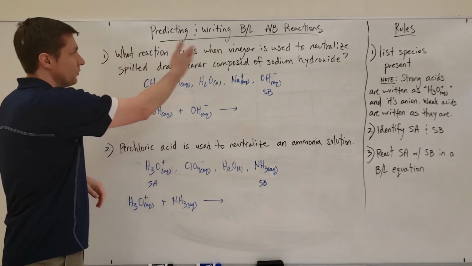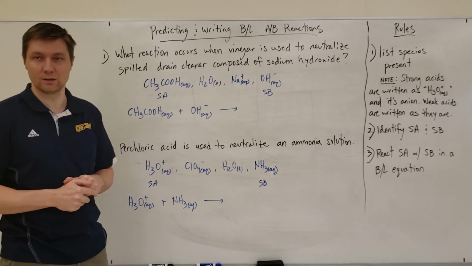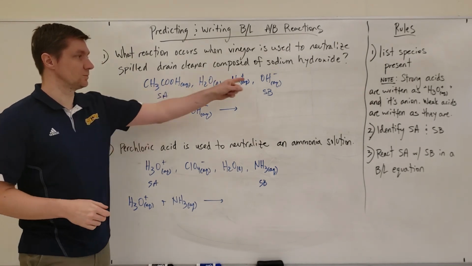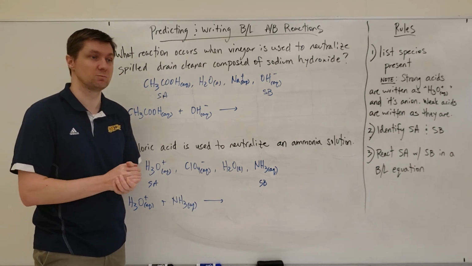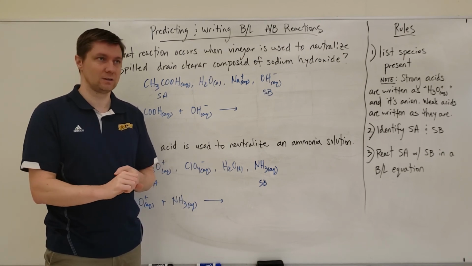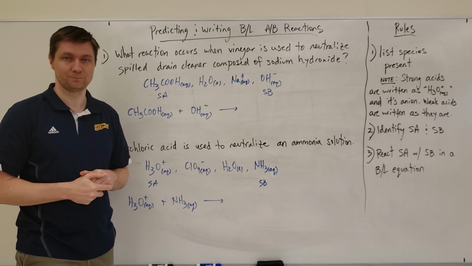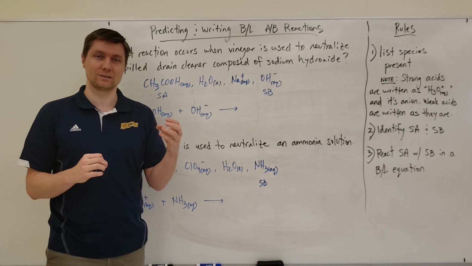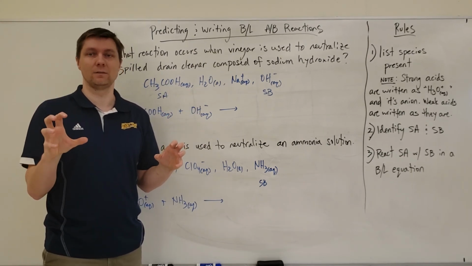So here's my first problem. What reaction occurs when vinegar is used to neutralize spilled drain cleaner, which is composed of sodium hydroxide? And so I'm just going to list out the species present. Now, one thing that I need to point out as it relates to listing the species present: if you have a weak acid in your list of species present, then you just write the weak acid as is, so CH3COOH. If I have a strong acid, then you need to write the strong acid as H3O positive, hydronium, and then the anion that it's made out of.